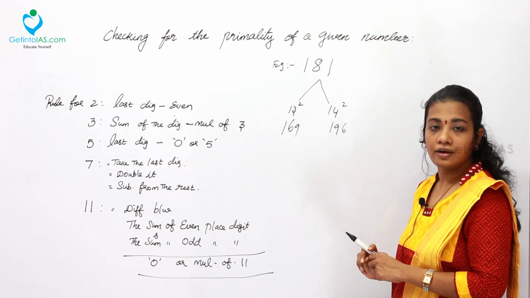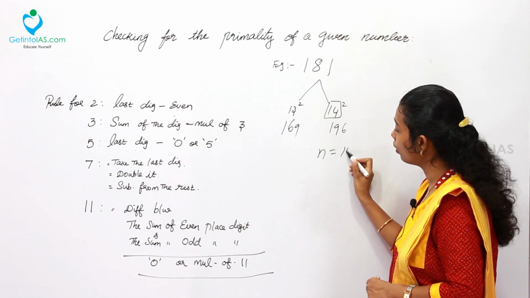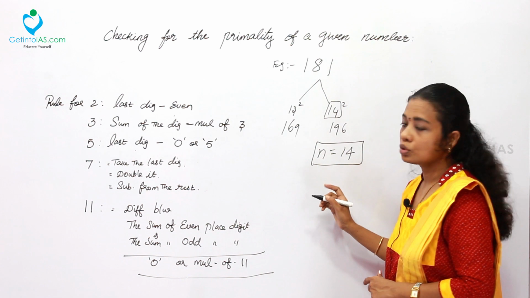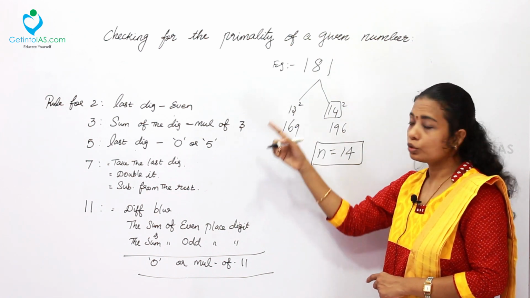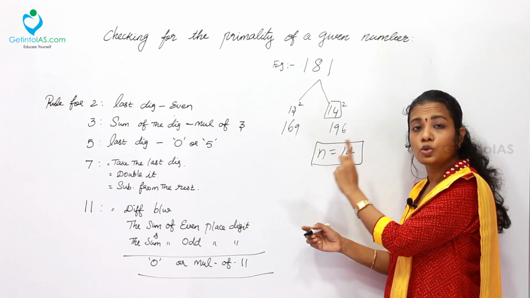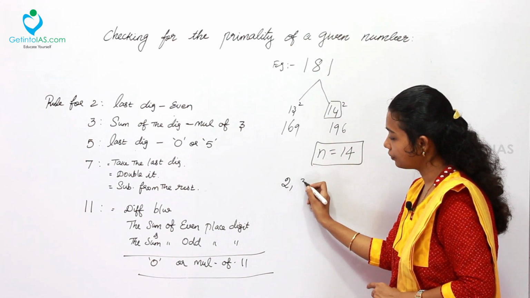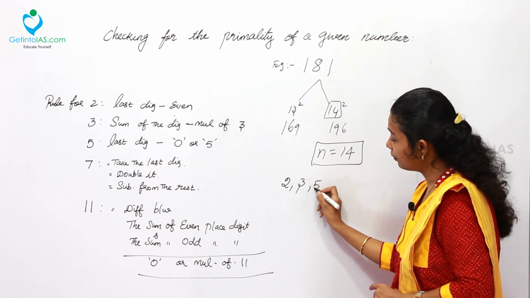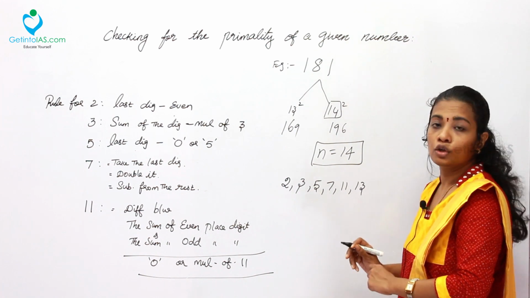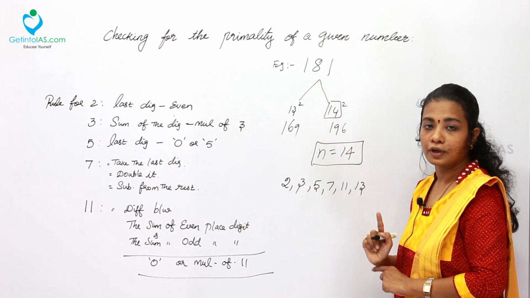Now what is the n here? n is the greater number, that is 14. Don't take 13. So n is 14. So what do we want to do? Similar to the previous case, you want to write down all the prime numbers in the range 1 to 14. What are the prime numbers from 1 to 14? 2, 3, 5, 7, 11 and 13. So all these numbers are to be checked to find whether this number is prime or not.